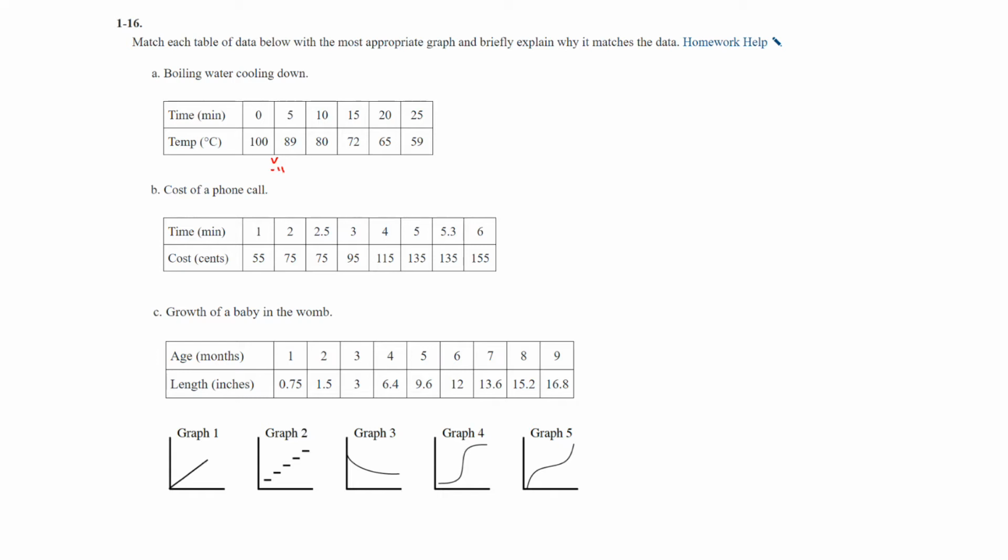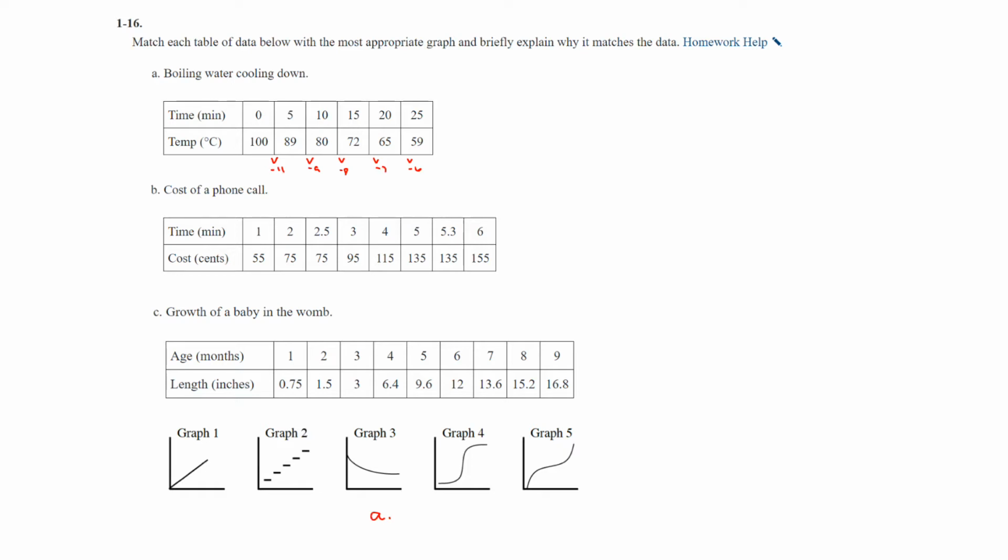This one went down by 11, then 9, 8, 7, and then 6. So it kind of gives you an idea as to which graph would work best for that. Graph 1 is increasing, graph 2 is increasing with some gaps, graph 3 is actually decreasing, and the other 2 are slowly increasing, but it looks like graph 3 would be the only one that is actually decreasing. So that looks like boiling water cooling down.